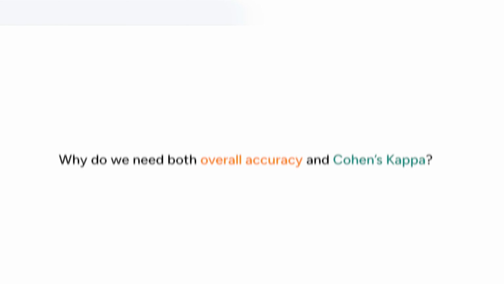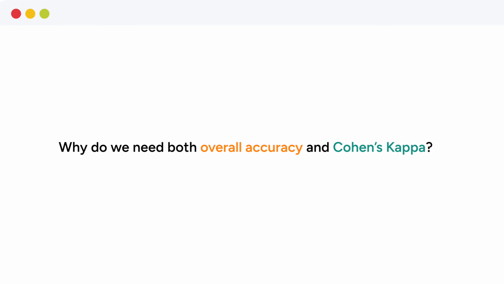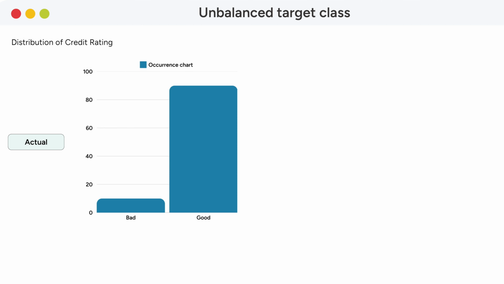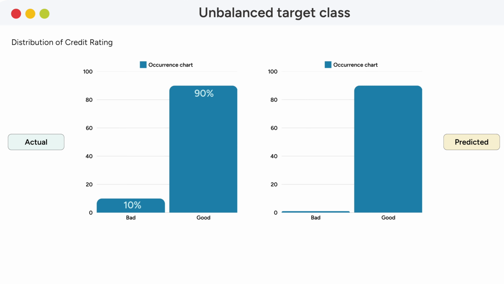But why do we need both overall accuracy and Cohen's Kappa? When the target class is highly unbalanced, the overall accuracy is biased. For example, when customers with a good credit rating represent 90% of the data and customers with a bad rating only make up the remaining 10%, a classification model that predicts the rating of all customers as good can reach an overall accuracy as high as 90%.